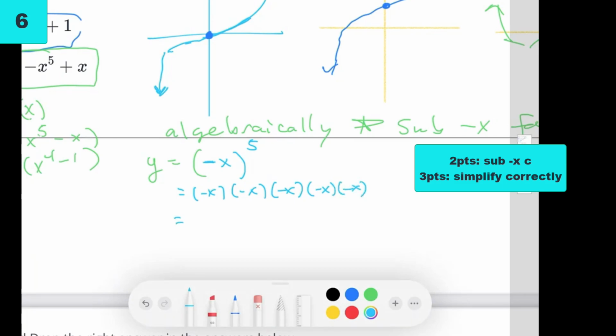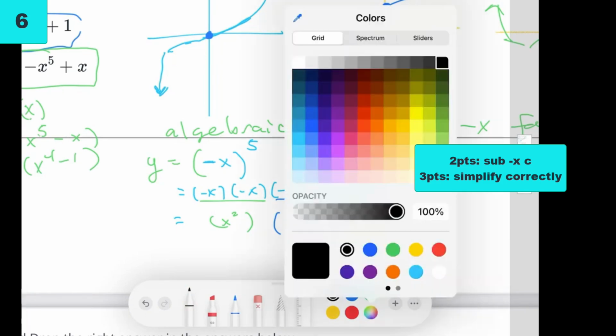All right, let's go ahead now and simplify this. Negative times a negative is a positive. Negative times a negative is a positive. X times x is x squared. And then don't forget you have this one left, -x. So if you multiply all of those, go back to the blue.